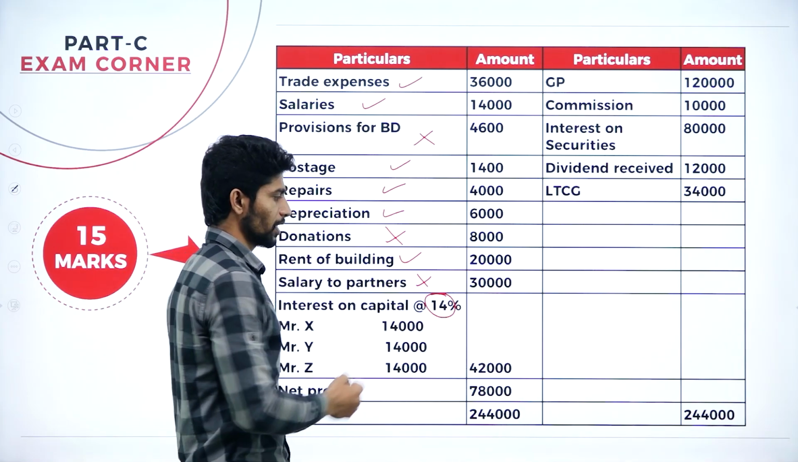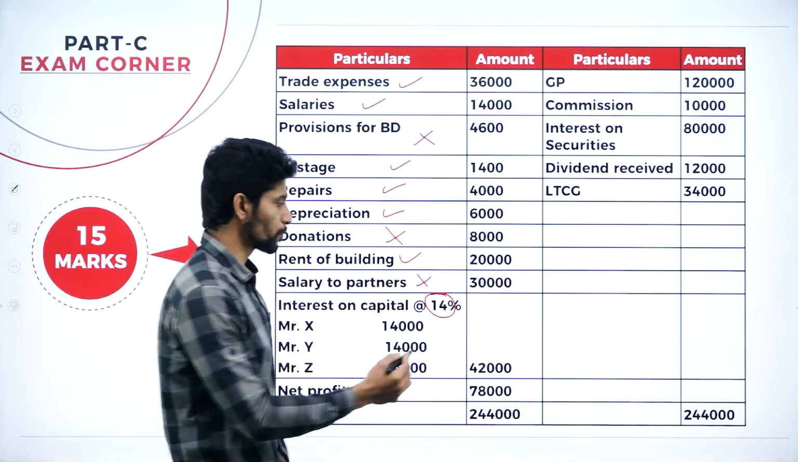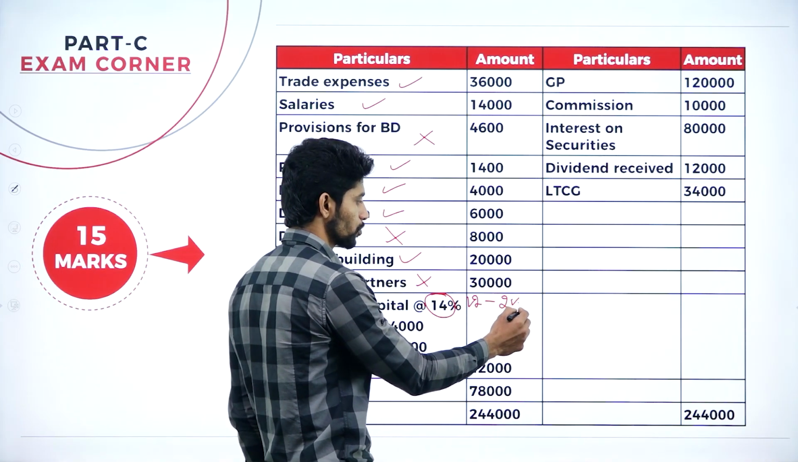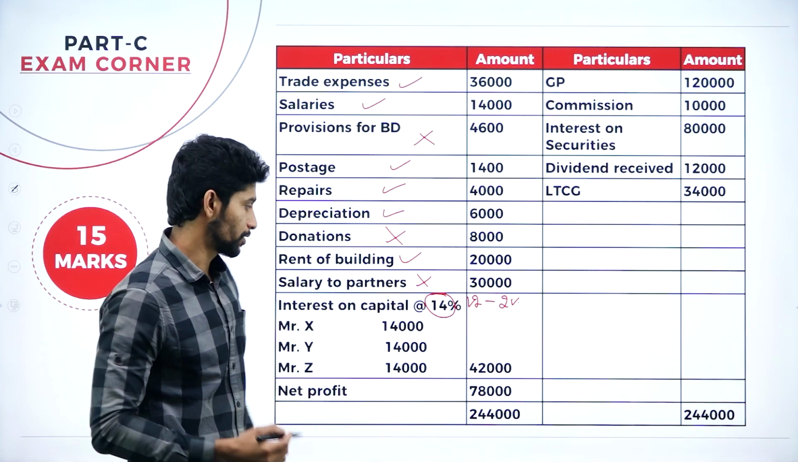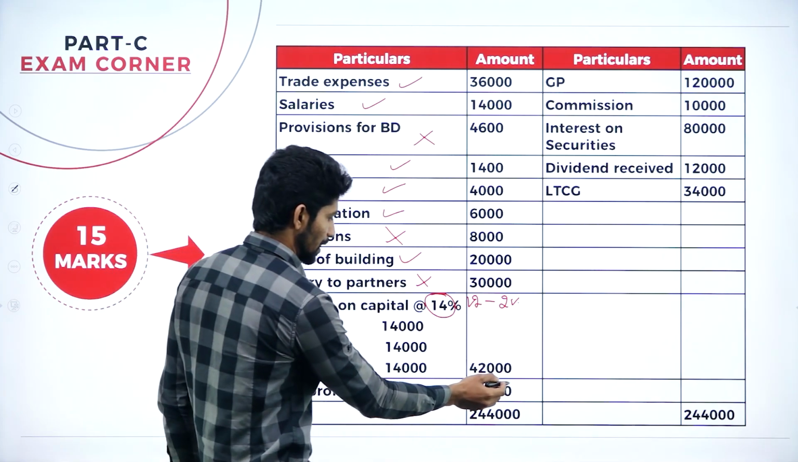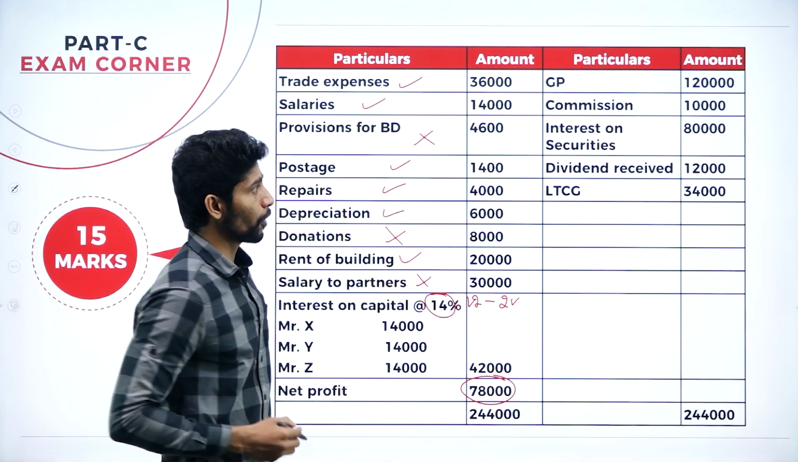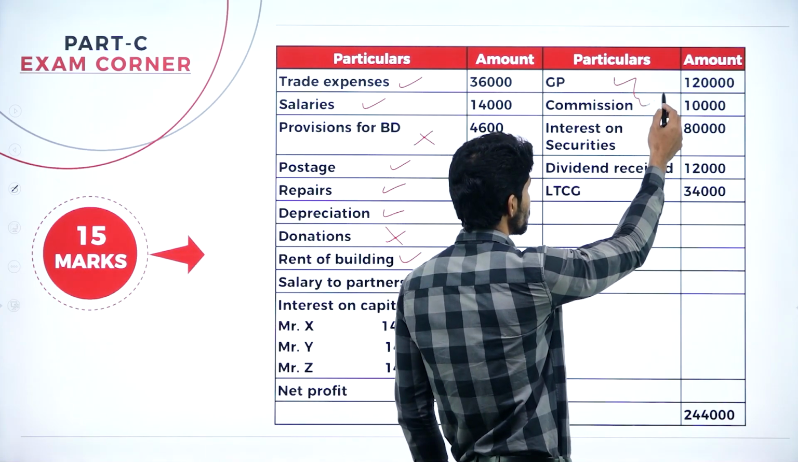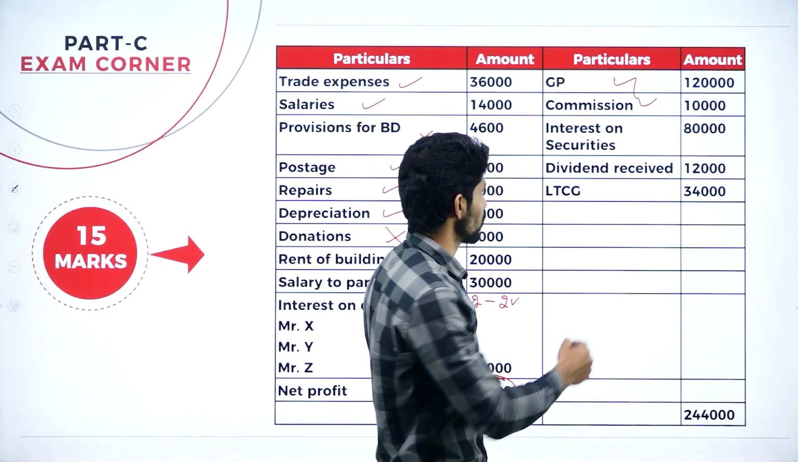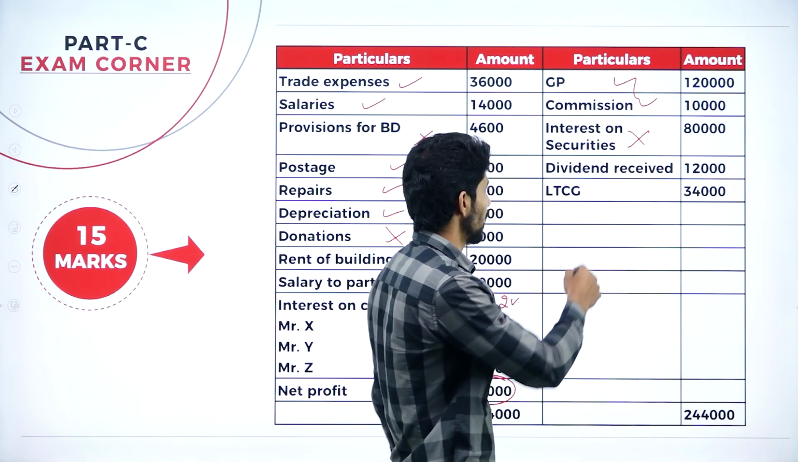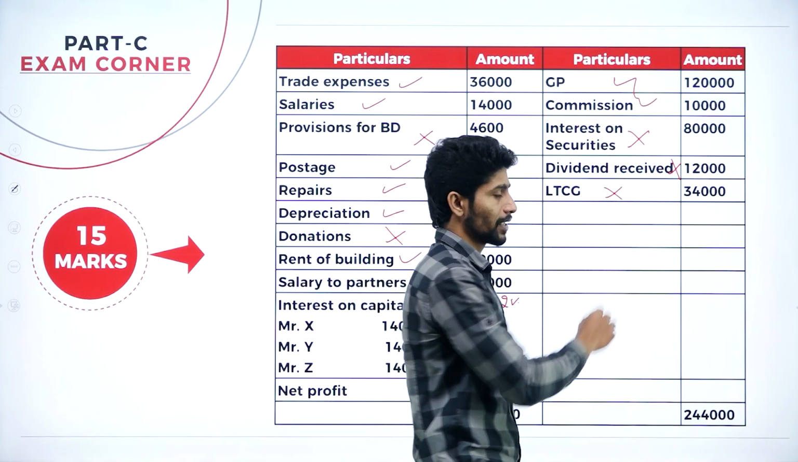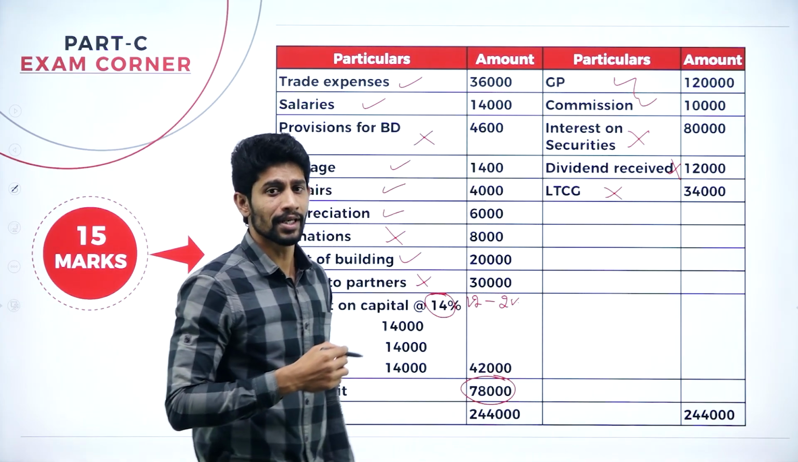Here they will be giving 14% on capital, but it is allowed up to 12% and the remaining 2% is to be added back to the net profit. Next, the net profit is 78,000. On the profit side, gross profit, business income; commission, business income. Next, interest on security is not a business income, and dividend received is also not a business income. Long-term capital gain is also not related to business income.